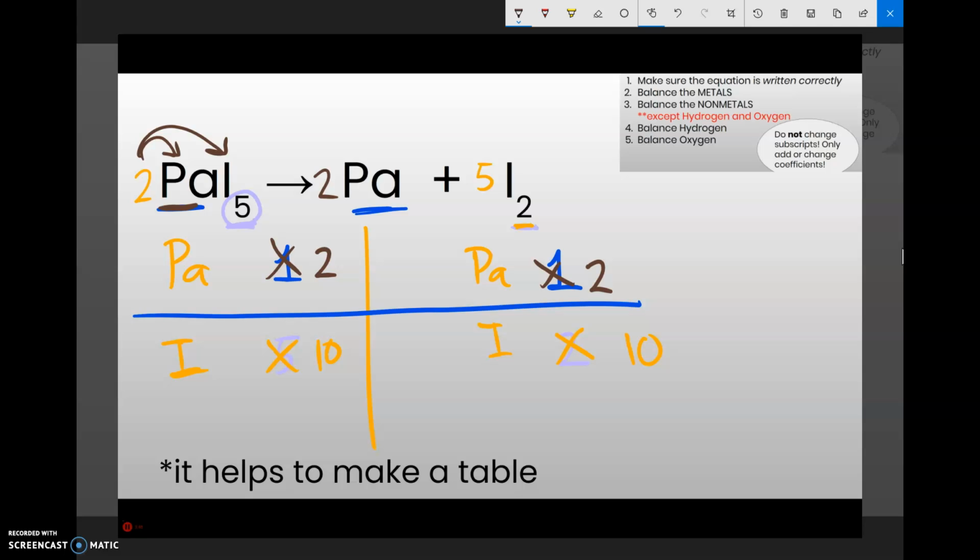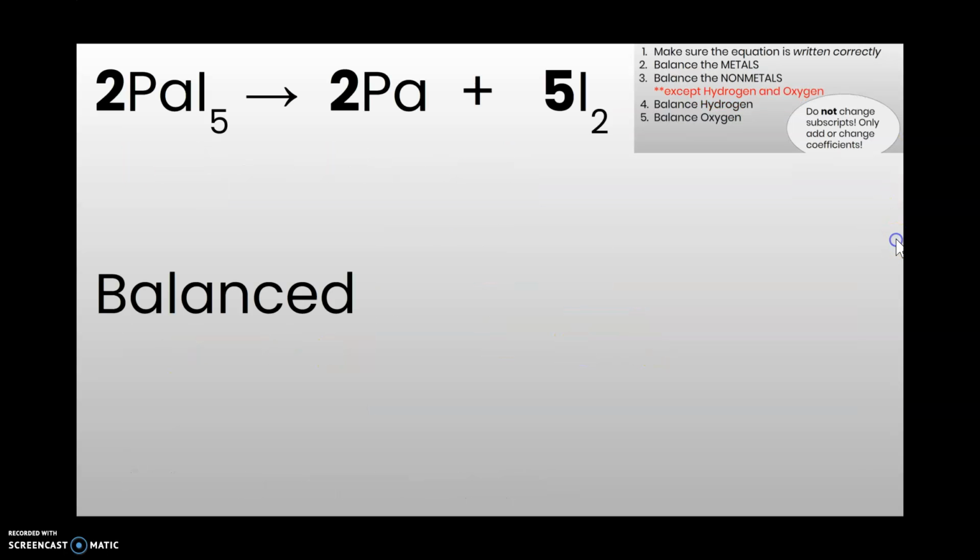Let's just double check to make sure. 2 PA, 2 PA, 2 times 5 is 10 iodines, 5 times 2 is 10 iodines. So now we are balanced. Okay, let's do another problem.